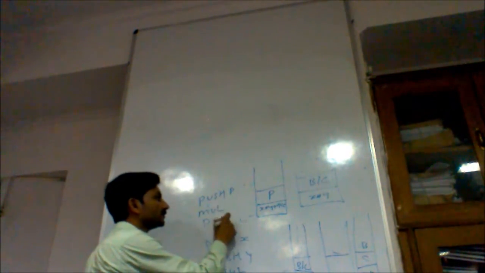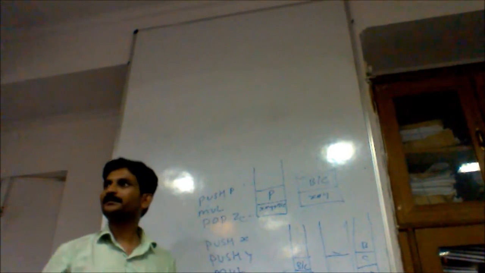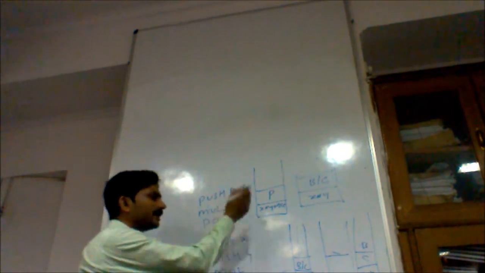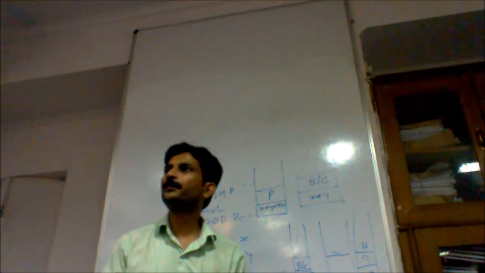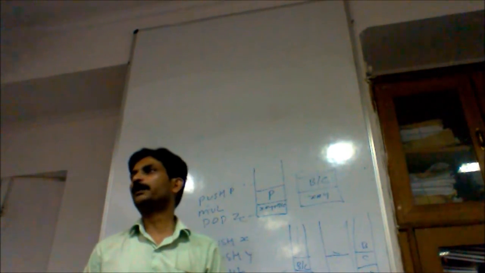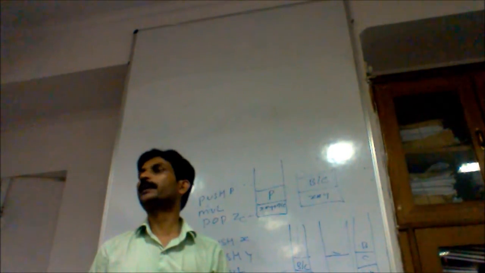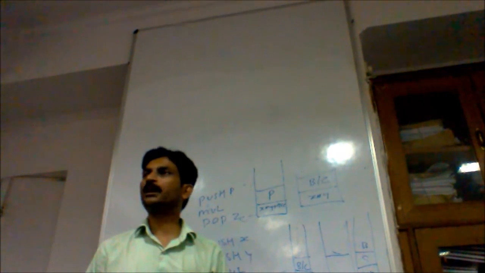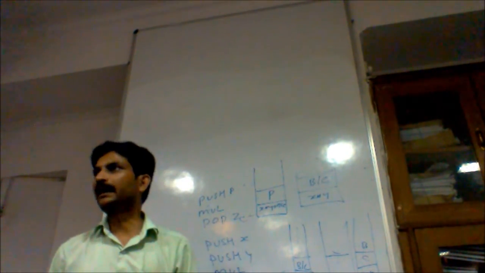Then pop Z, or you can leave it here, that is the complete program. So it's all about the machine program, machine 0, machine 1, machine 2 and machine 3.